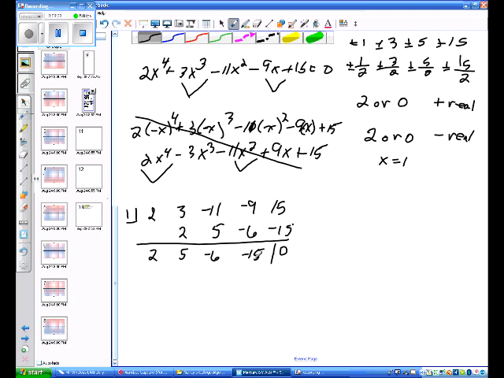Now I always check, this ended in 15 and this was 2, so it's still all of those same factors. Sometimes you can eliminate some there. 2, 5, negative 6, negative 15. And I'm going to try 1 again. So 2 times 1 is 2, plus 5 is 7. 7 minus 6 is 1, 1 minus 15 is negative 14. So that didn't work. So let's try our next number. Let's try 3.